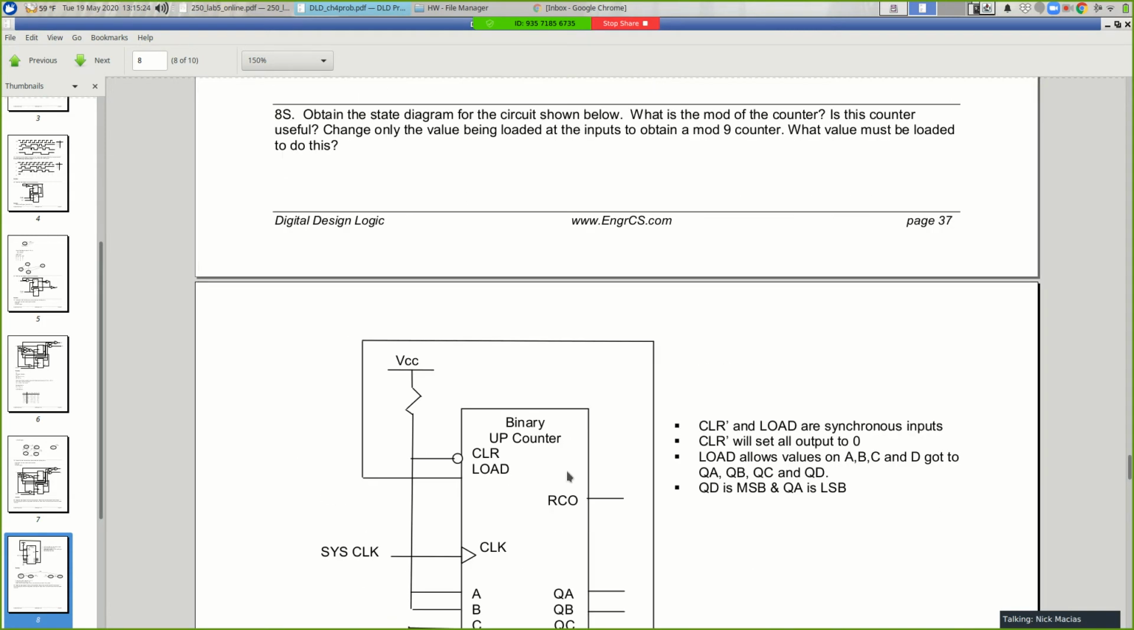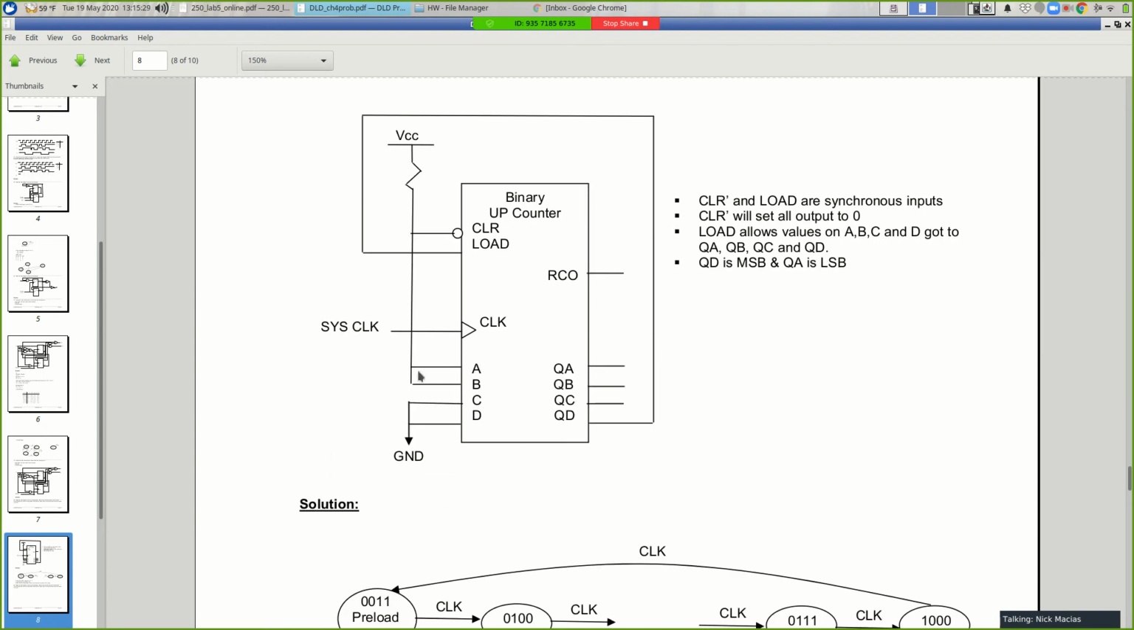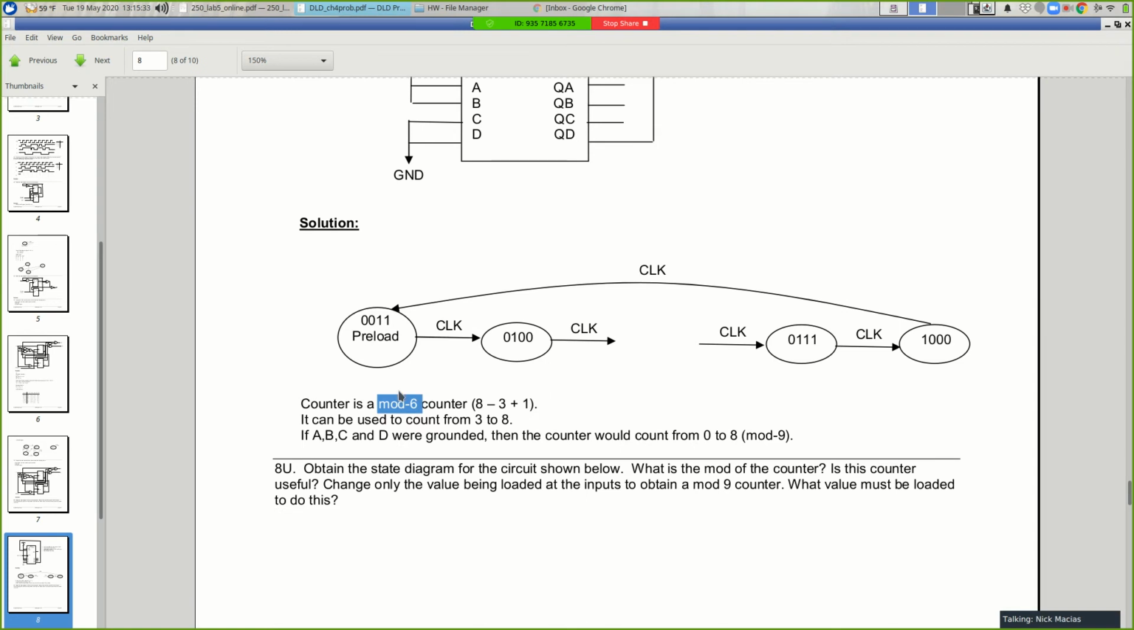And then it asks, could you make a mod 9 counter out of this? And if you analyze this circuit by grounding out A and B, it'll count 0, 1, 2, 3, 4, 5, 6, 7, 8, and then back to 0. So that becomes a mod 9 counter, 9 different values.